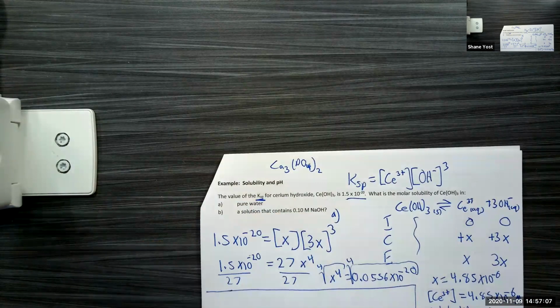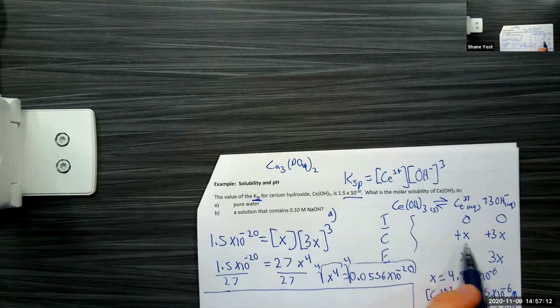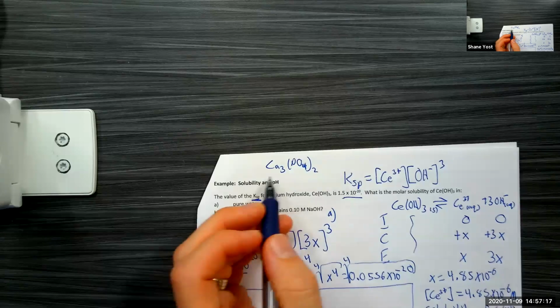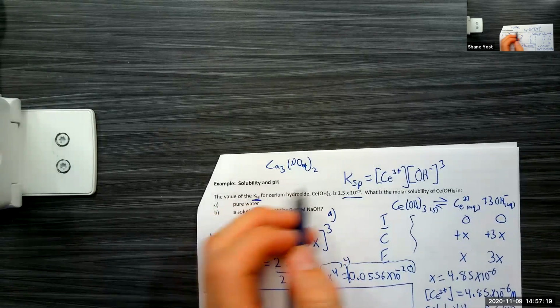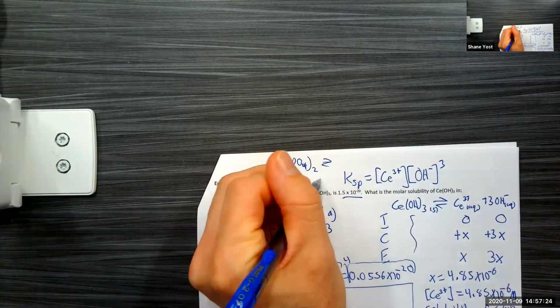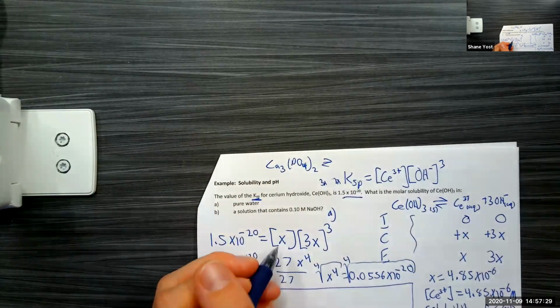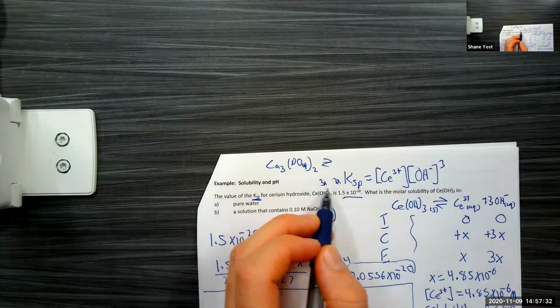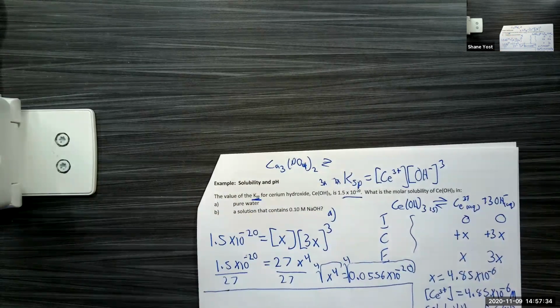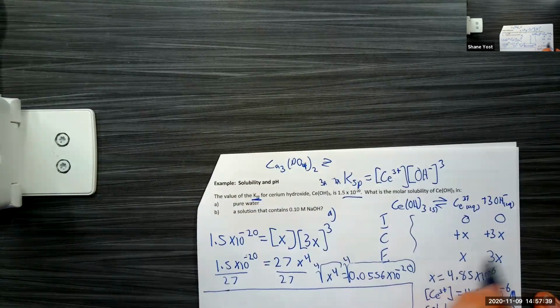Well, actually, it depends, right? If you set it up where it's X times the stoichiometric coefficients, then X should always be your solubility. So if I were to set up an ice chart with this, and I did 3X and 2X as the equilibrium concentrations, then X would still be my molar solubility. As long as you set it up where it's X times the stoichiometric coefficients, that X is going to be your molar solubility.